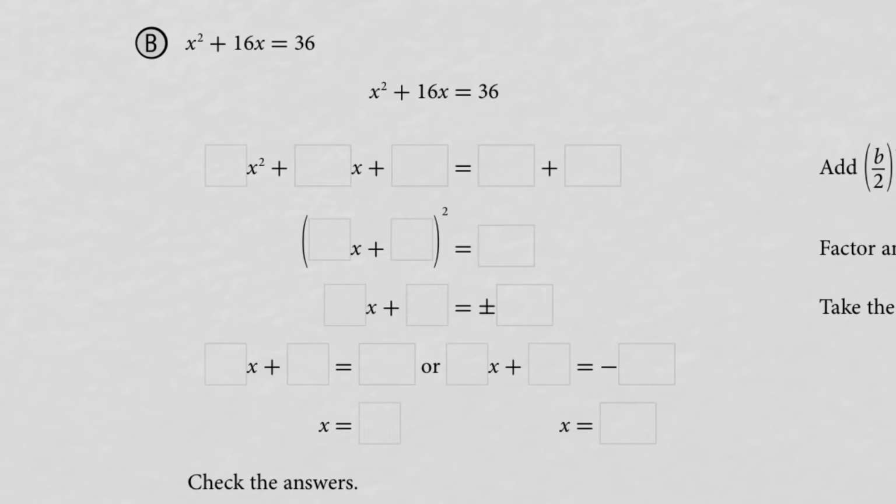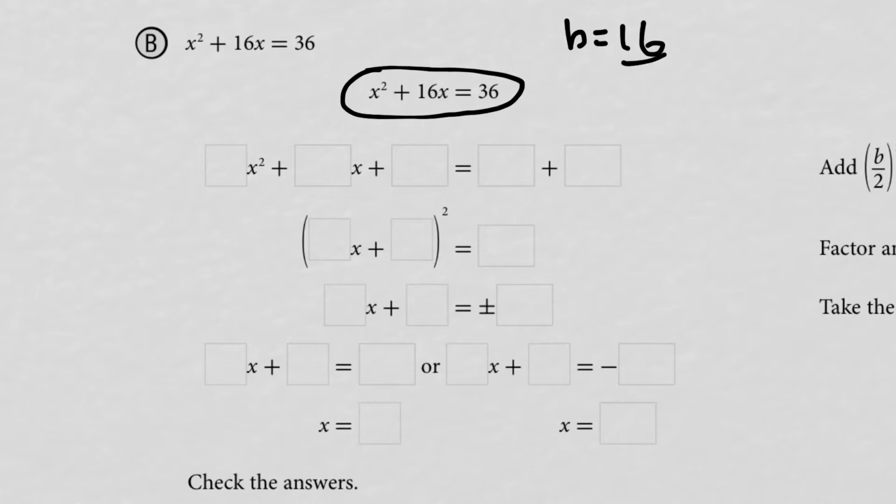Let's try another one. X squared plus 16x equals 36. Okay. First of all, find your b term. In this case, b equals 16. So you must find that term first. Make sure that your equation is written in the form that we like. This is the form that we like. X squared plus bx equals c. Okay. So b equals 16.